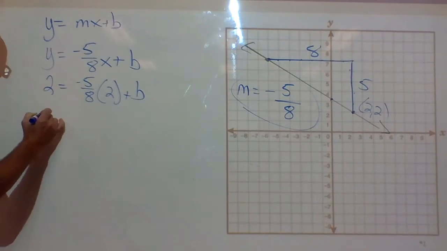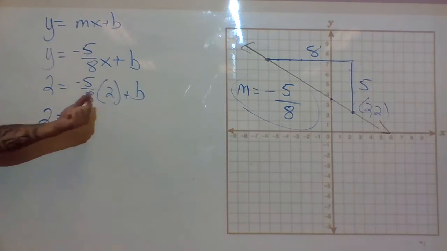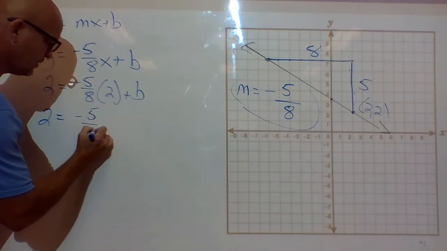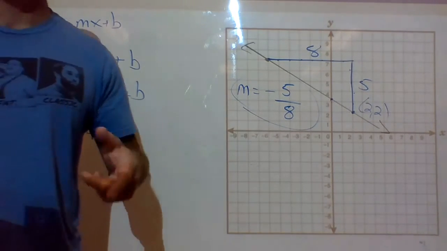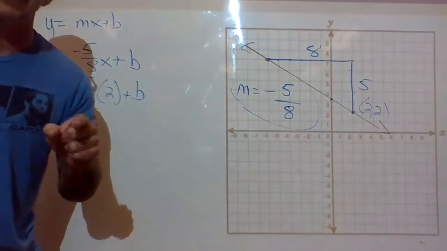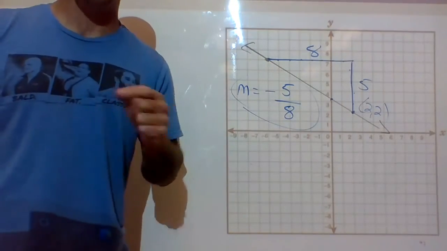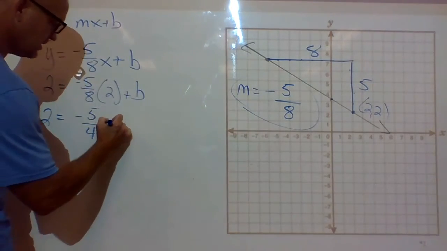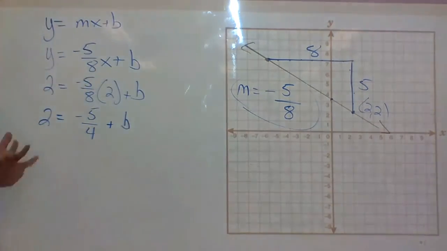Solve. So 2 equals negative 5/8 times 2, which is negative 10/8 or negative 5/4. Oh, you don't like fractions. If you don't like fractions, you don't have a calculator at home. Desmos.com, D-E-S-M-O-S, scientific calculator. Pull that up. You'll see it looks just like the other ones, the TI-30s we use. 2 equals negative 5/4 plus b.